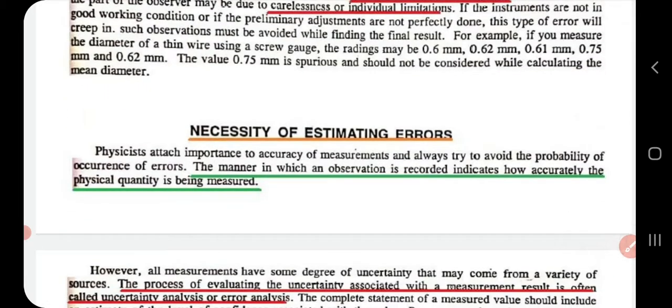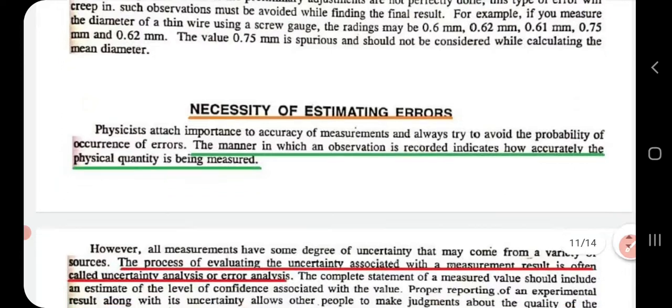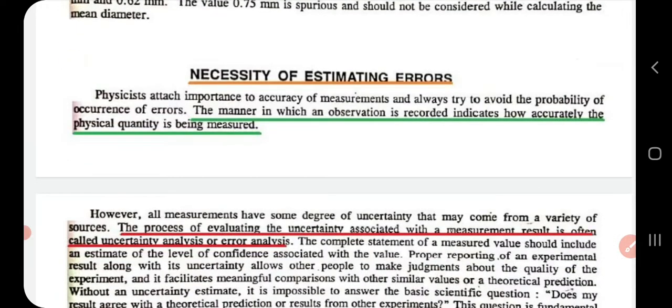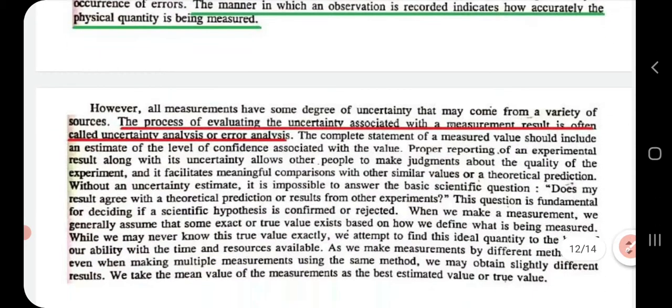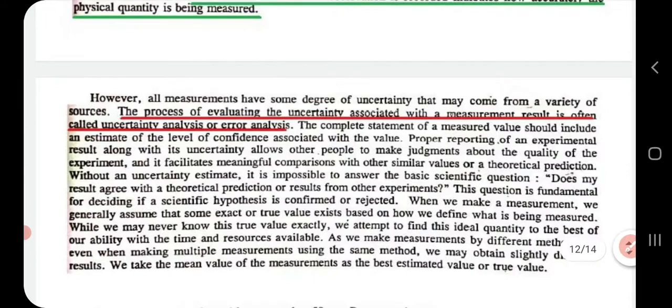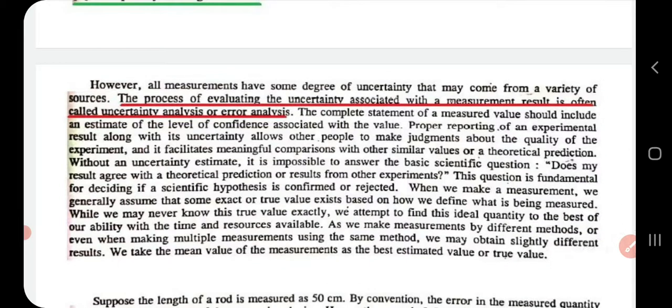Now, why do you need to eliminate error, or is there any need for estimating errors? The manner in which an observation is recorded indicates how accurately the physical quantity is being measured. The process of evaluating the uncertainty associated with a measurement result is often called uncertainty analysis or error analysis. As I said before, whenever you are going to measure something, you must have an idea about the true value that you should get. Then only can we estimate the deviation of our result from the actual value.